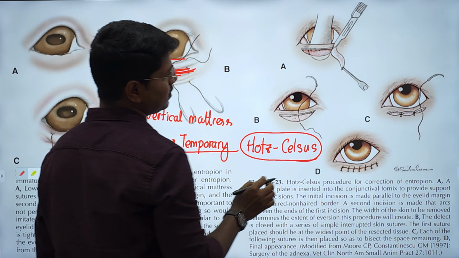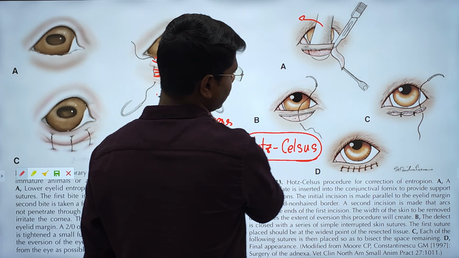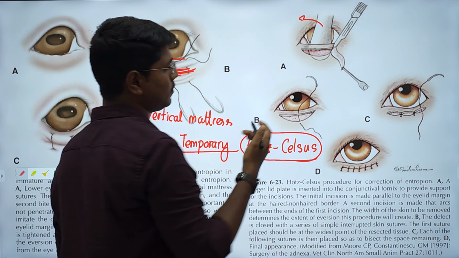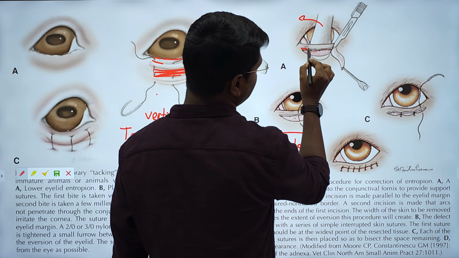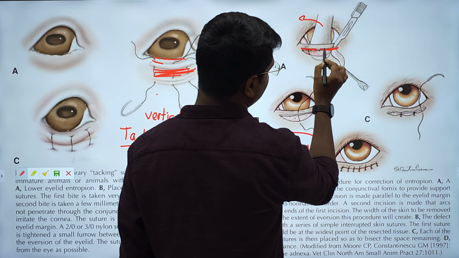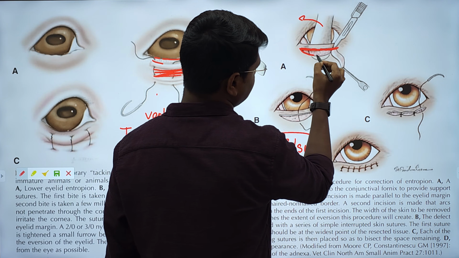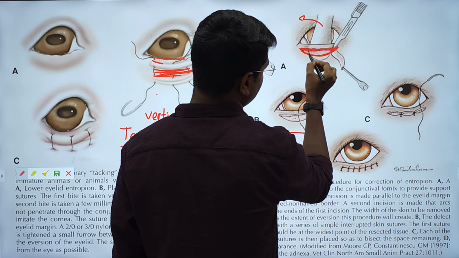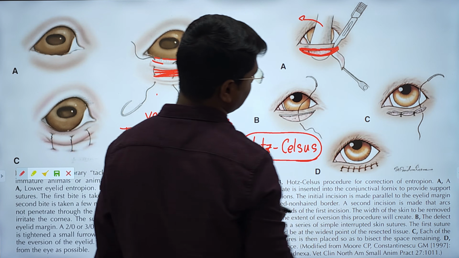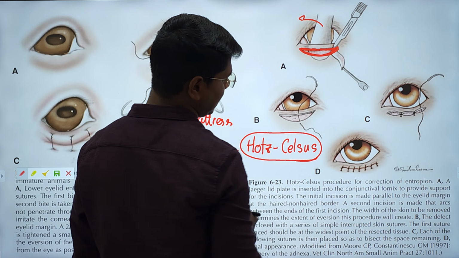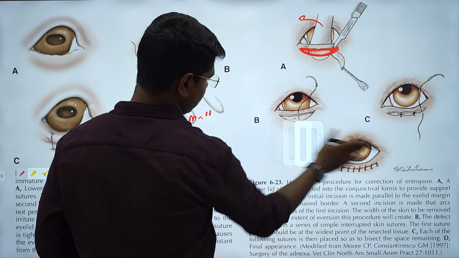So what happens here, this is the Jaeger lid plate, so that because you are giving an incision, it may not injure the eyeball. You have to make one incision close to the eyelid, the first incision. Next, the second incision you have to take slightly in an arc or crescent shape, like this one. And this particular skin patch you have to remove. Then you have to suture it.